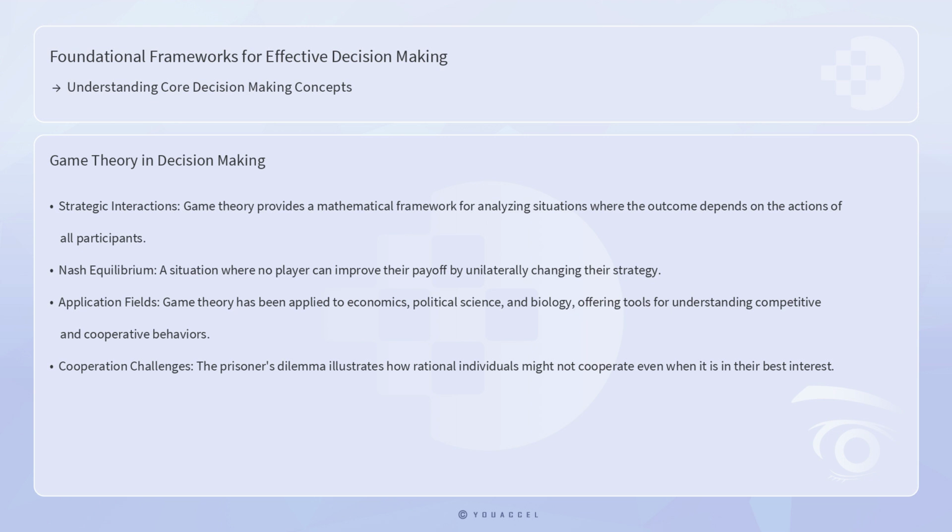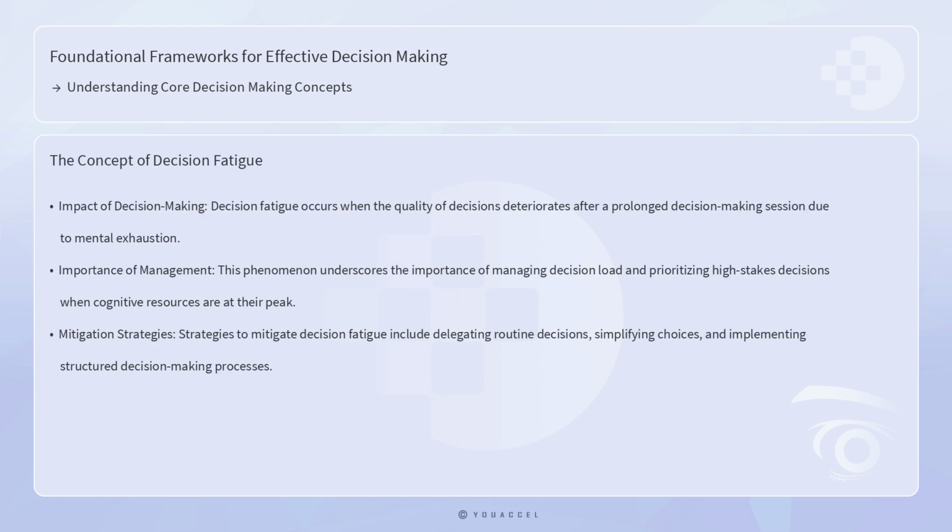By applying game theory principles, decision makers can design mechanisms and incentives to foster cooperation and improve collective outcomes. The concept of decision fatigue, introduced by Baumeister and colleagues, highlights the impact of repeated decision-making on cognitive resources. Decision fatigue occurs when the quality of decisions deteriorates after a prolonged decision-making session due to mental exhaustion.